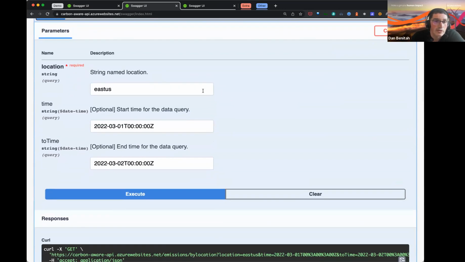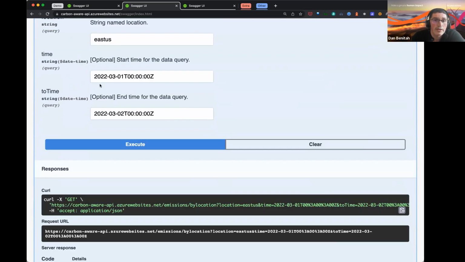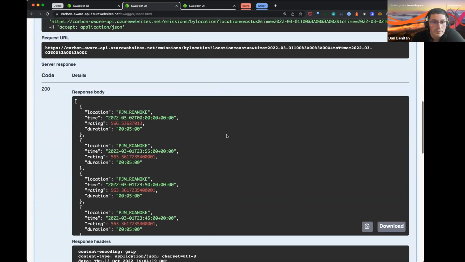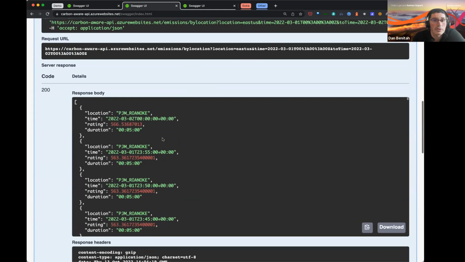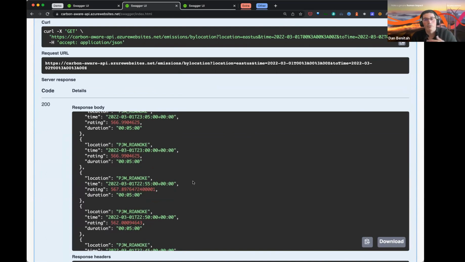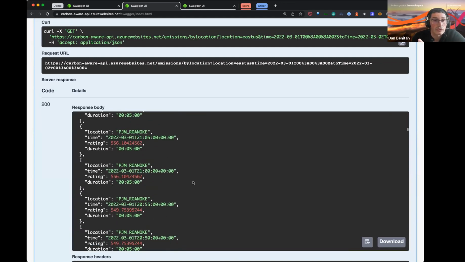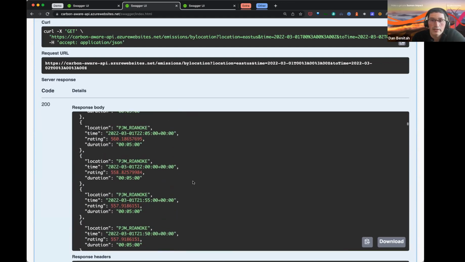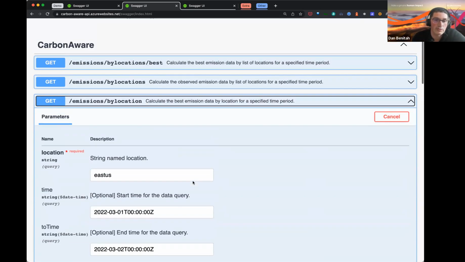So here I've done an example with East US. I think it defaults to the 1st of March, so that's what we're using here. And in this case, it's for a whole day. And so as you can see, it comes back with the carbon intensity for each time slot and for the duration. The reason why I wanted to do this is because in a second I'll show you the average, and obviously in some scenarios you'll probably just want to go for the average so that it's easier to consume and a bit greener, because you won't have to do the calculations as well.